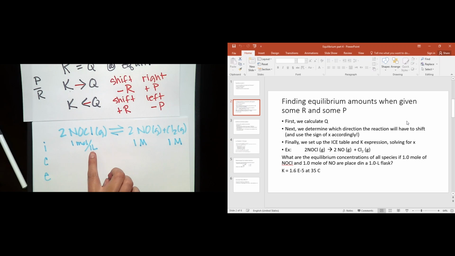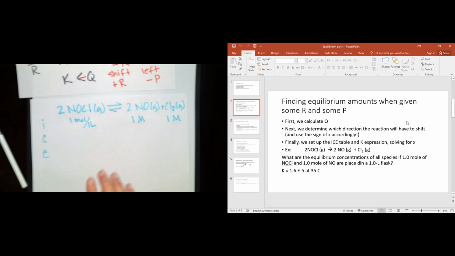Okay, now I don't know which side is my negative and which side is my positive. So that means I have to do that first step. If I have something of everything, I have to set up. And I am given K. It is 1.6 times 10 to the minus 5. That's K given in the problem.